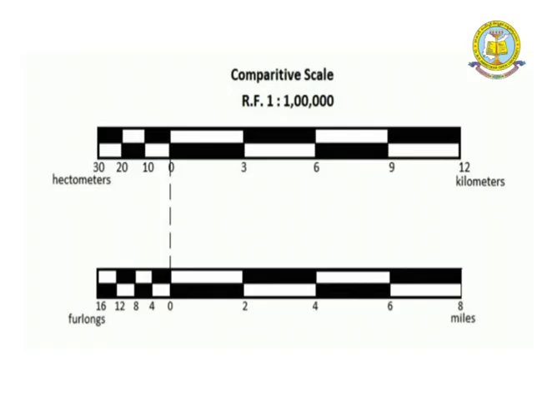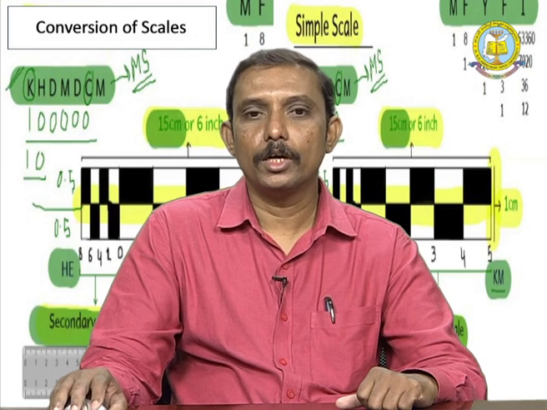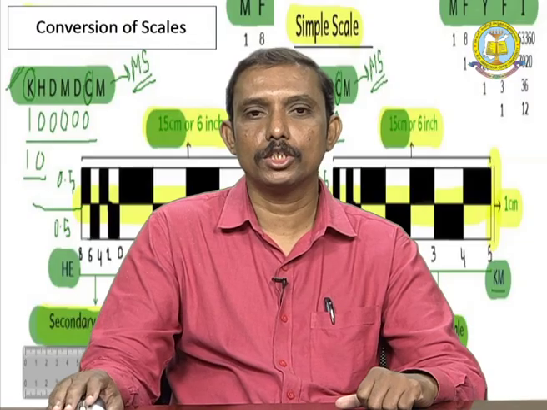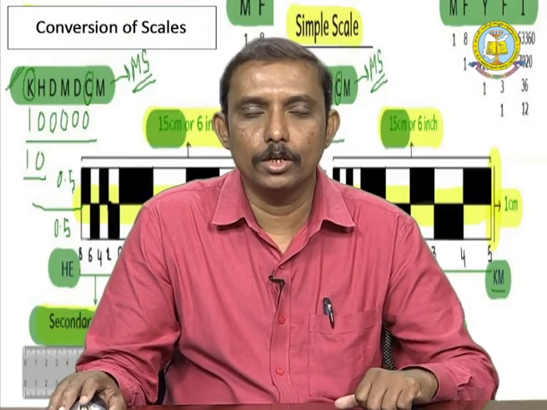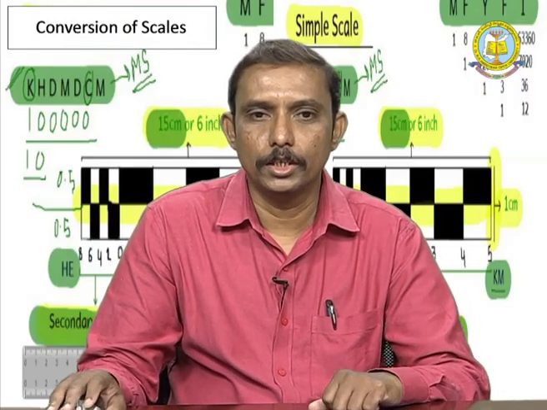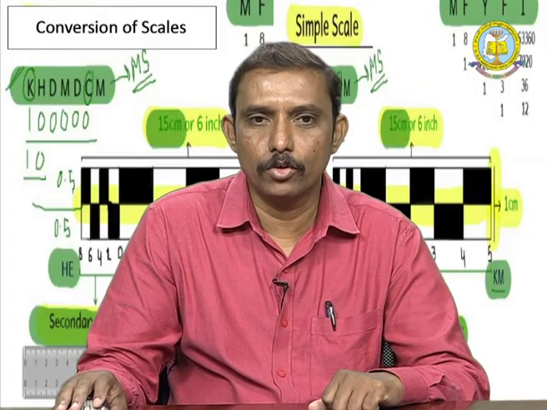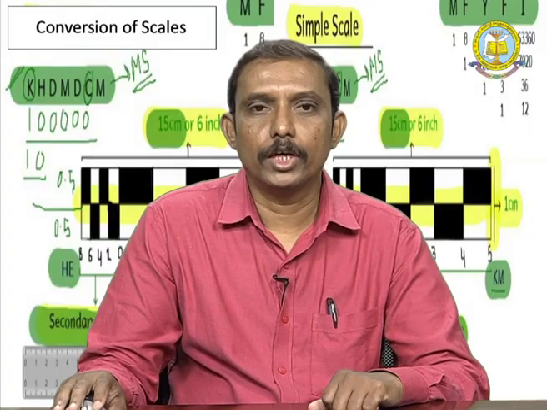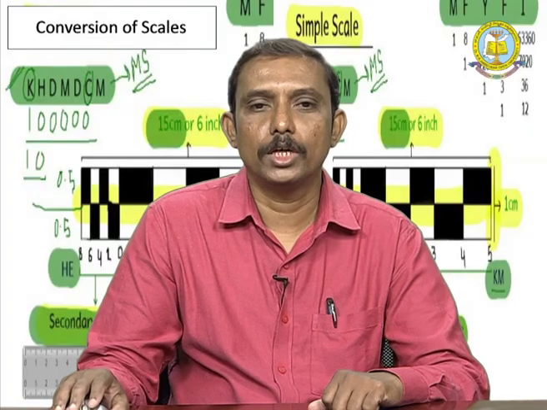This is the construction of the English system scale, and this is the construction of the metric system scale. First you have to draw this, then this, and after drawing this scale, from the 0 you have to take, and these two are joined.